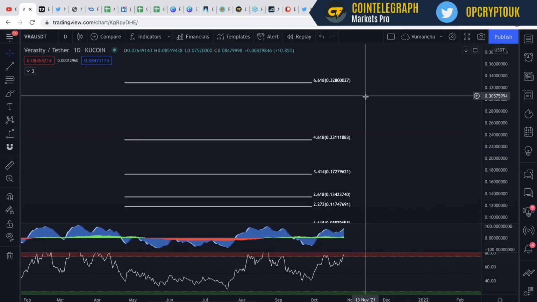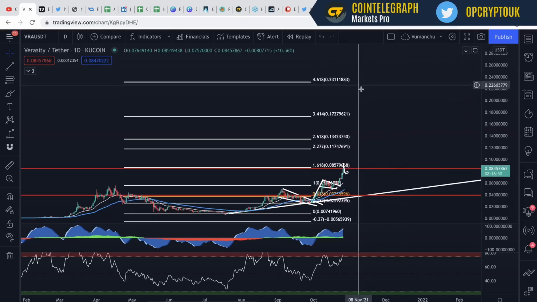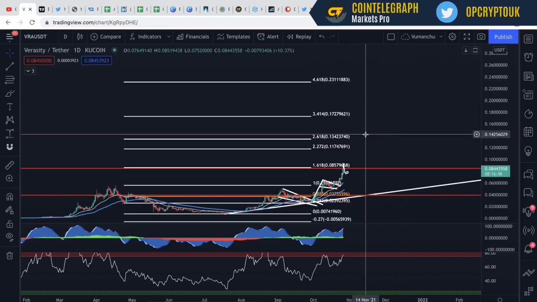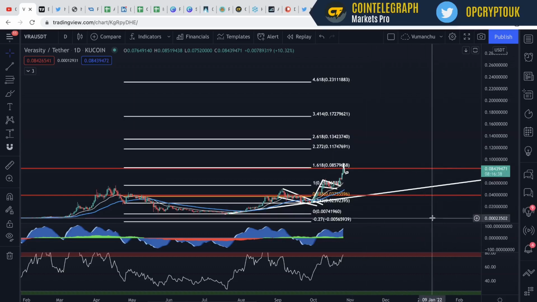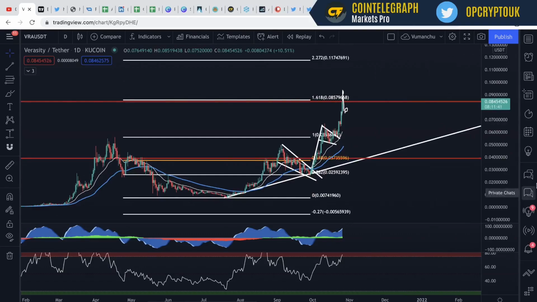We've got the 6.618 up at 32 cent, 23 cent, 17 cent, and 13.4 cent. So those are targets that I would consider looking to take some profit off or use as an accumulation point if you are looking to either sell some or accumulate. So that's that pair pretty much covered. Some buy zones there and some sell zones, profit taking region, even a bit of a price prediction there.